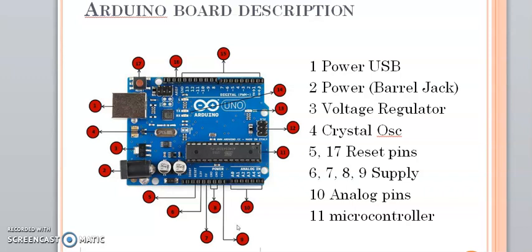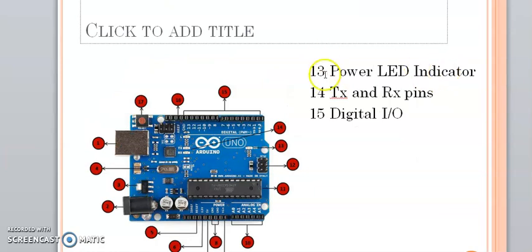Moving further, label 13 indicates power LED indicator. So this LED indicates that your kit is ready to use. So once you connect your board to your laptop, then this LED starts glowing. So it indicates that you can use the board now. Label 14 indicates TX and RX pins. These set of LEDs start to glow when you upload code on board.